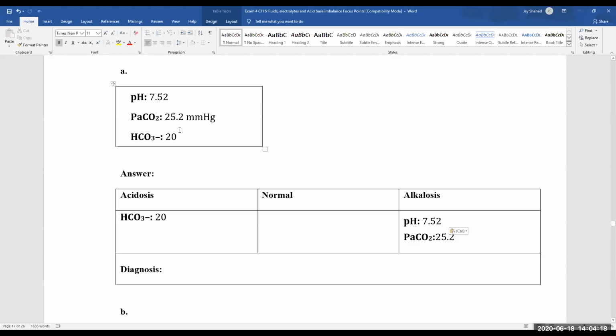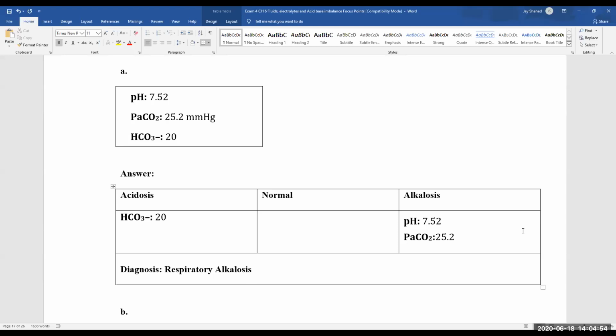PaCO2 is 25, what we said. Is that acidic or basic? Lower, so basic. So it goes in here. All right, HCO3, acidic or basic? Acidic. So what is your diagnosis now? This is your diagnosis right there. CO2 is respiratory or metabolic? Respiratory. So respiratory alkalosis, partially compensated.